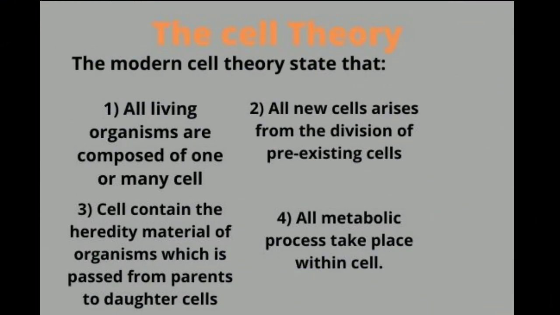The modern cell theory was proposed by the botanist Matthias Schleiden and the zoologist Theodor Schwann in 1833. They were studying tissue and proposed the cell theory. The cell theory states that all living organisms are composed of one or many cells. All new cells arise from the division of pre-existing cells. Cells contain the hereditary material of organisms, which is passed from parents to daughter cells, and all metabolic processes take place within the cell.